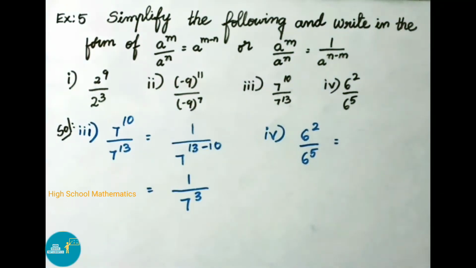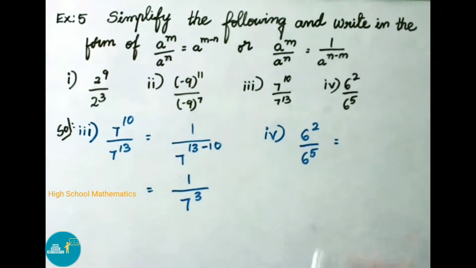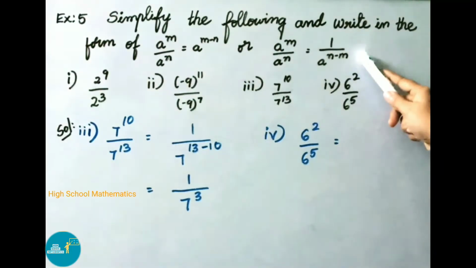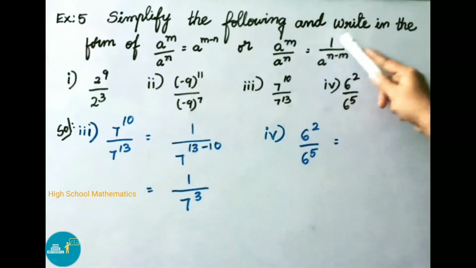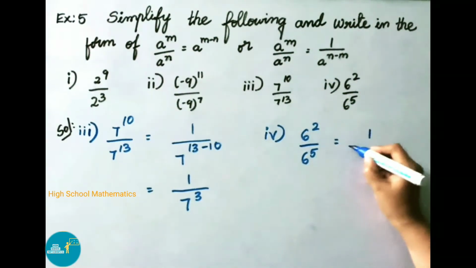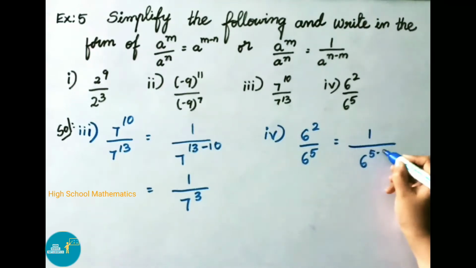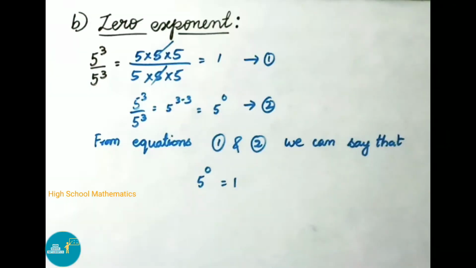See now the fourth one, 6 power 2 by 6 power 5. Here m value 2 is less than n value 5. So we have to use the second formula, that is a power m by a power n equals 1 by a power n minus m. That is 1 by 6 power 5 minus 2. That equals 1 by 6 power 5 minus 2, which means 3. Therefore the answer is 1 by 6 power 3.